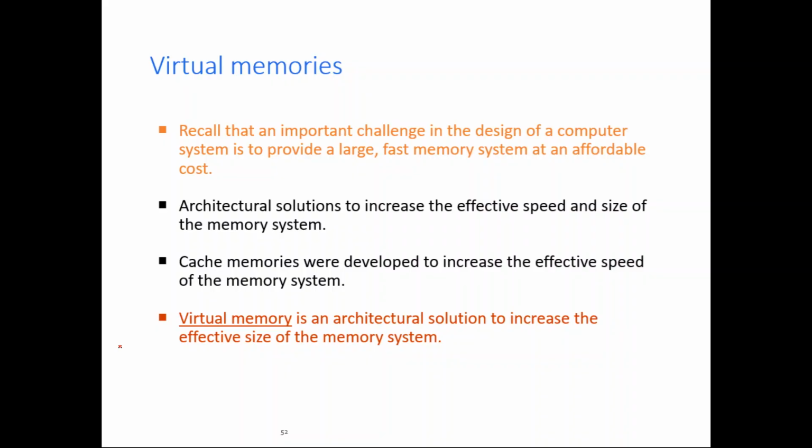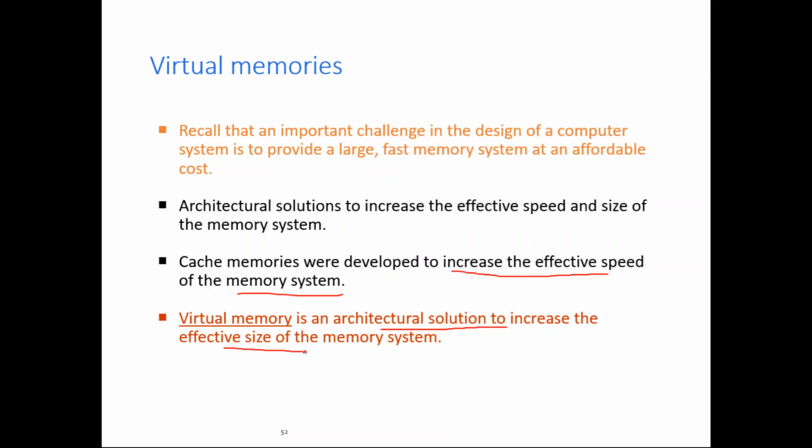Basically, why do we provide cache memory? Cache memory is actually used to increase the speed of the processor. The processor feels that the speed is getting increased, right? That is the job of the cache memory. It is developed to increase the effective speed of the memory system, right? Similarly, virtual memory is the architectural solution to increase the effective size of the memory.